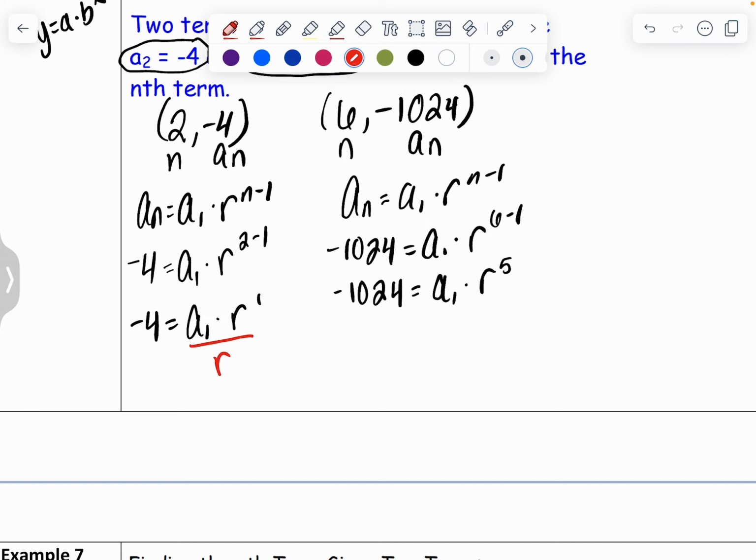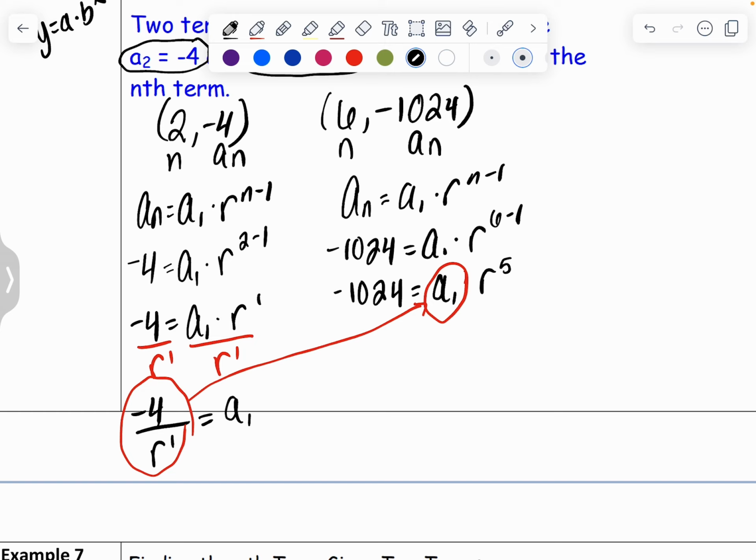But we're going to solve over here. We're going to isolate the first term. So we get a sub 1 is -4 over r to the first. Then we're going to take this value that we found for a sub 1 and put it into this side for a sub 1. We're going to get -1024 equals -4 over r to the first times r to the 5th.